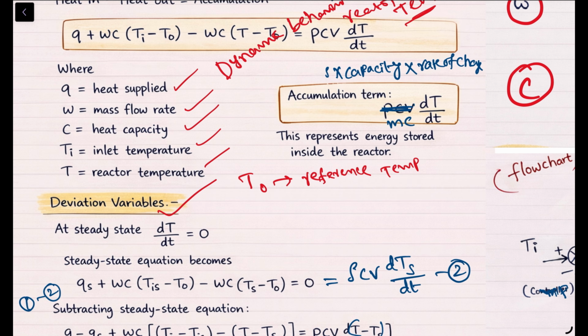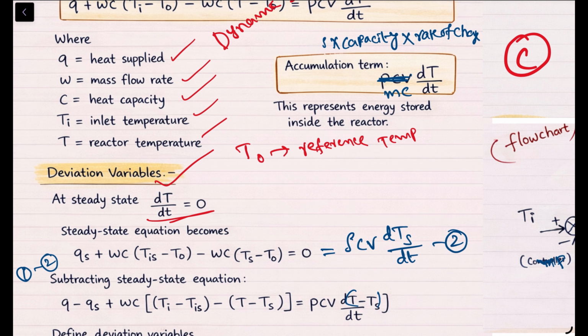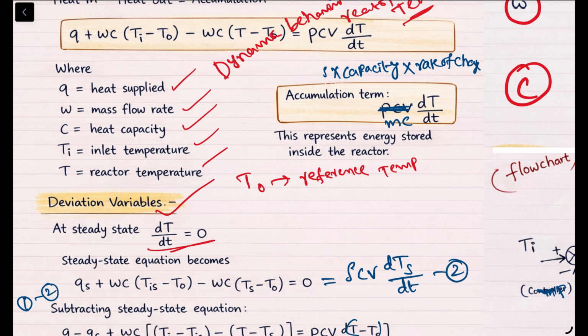At steady state, we know very well that temperature does not change with time. That means dT by dt equals 0. So now write the steady state equation. From equation 1, we can write Qs plus WC into (Tis minus T0) minus WC into (Ts minus T0), and at steady state this equals 0 because there is no change with time. But for our convenience, we write it as rho C V dTs by dt.